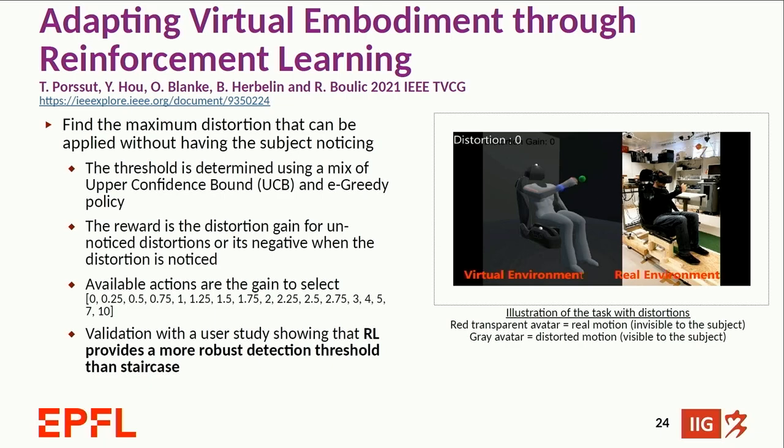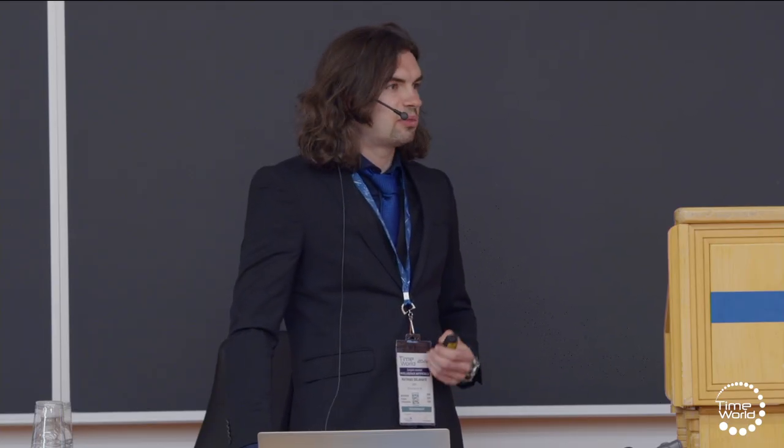if the gain was observed by the participants, which means that the goal of the algorithm was to increase as much as possible the gain without having someone noticing it. And his results show that reinforcement learning was better at providing a robust detection threshold than traditional methods such as the staircase.